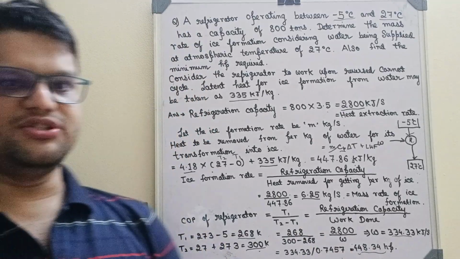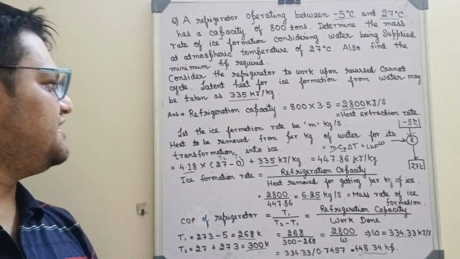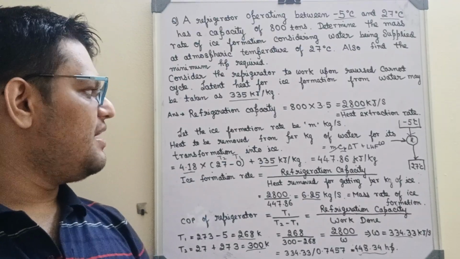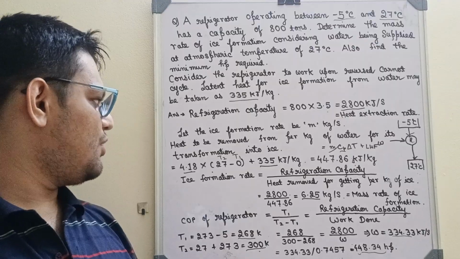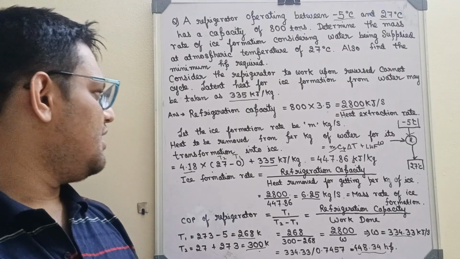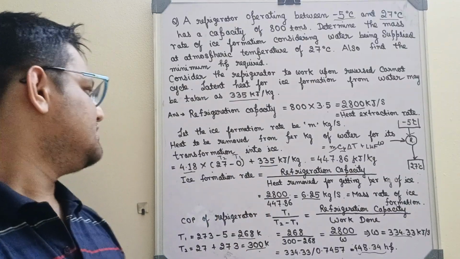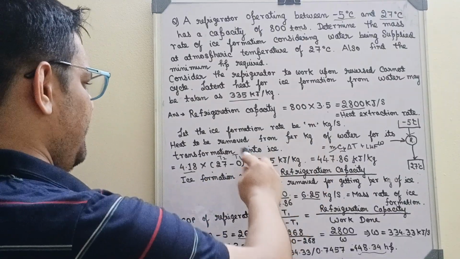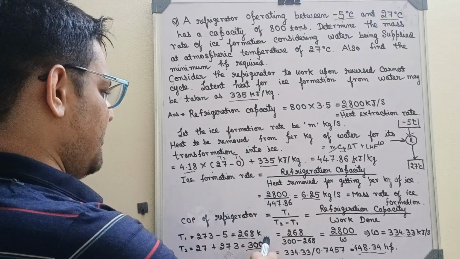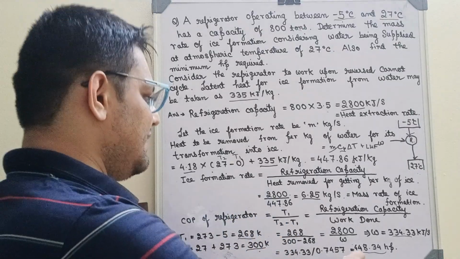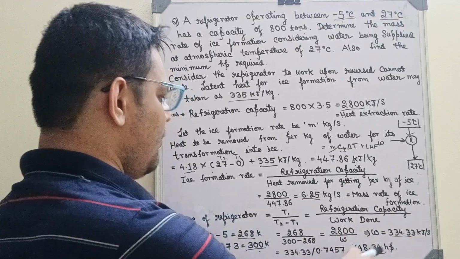So I hope you have understood how it works, how we have calculated the coefficient of performance, the refrigeration capacity, and the amount of heat removed from the water for the ice formation. So this is the way we have calculated m Cp del T, the ice formation rate, and the coefficient of performance, and how we have converted kilojoule per second to horsepower.